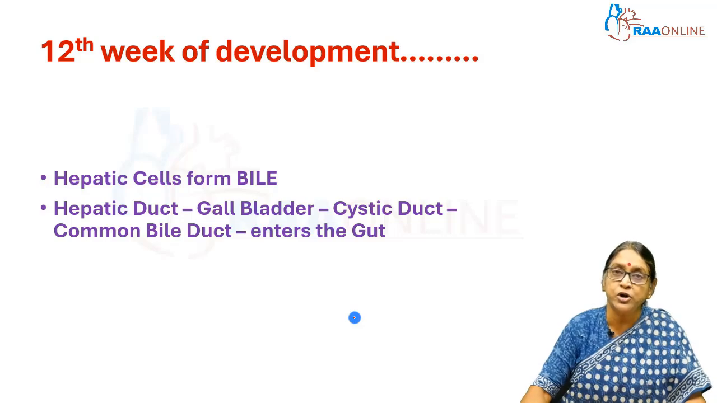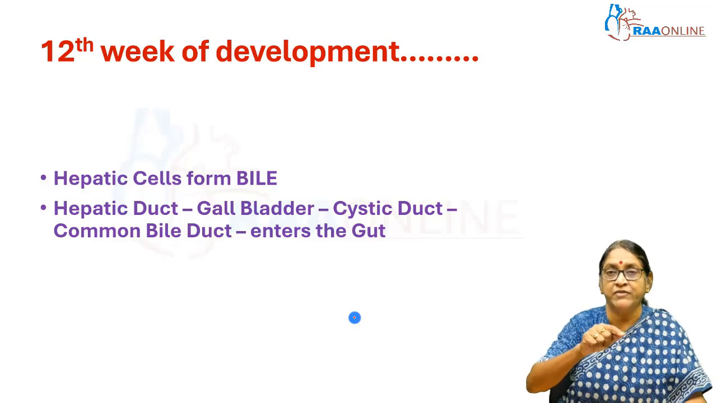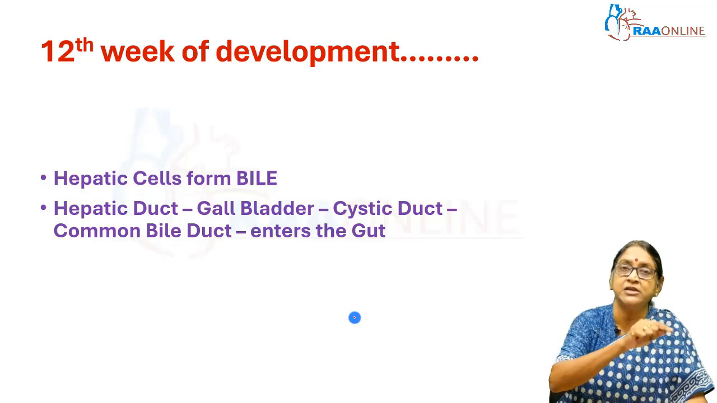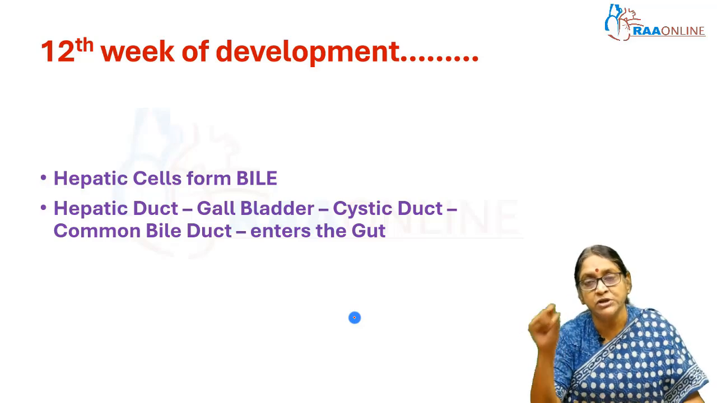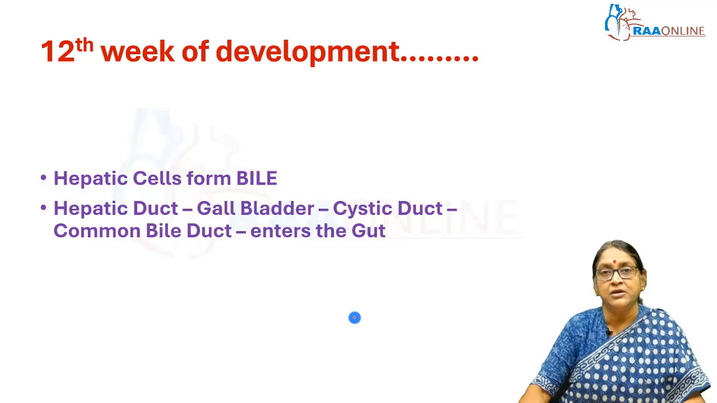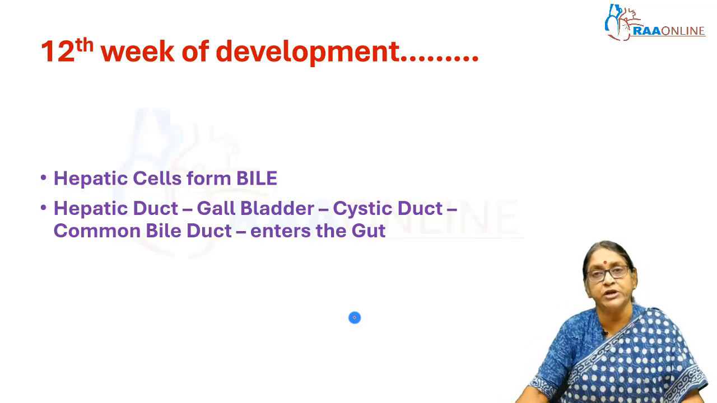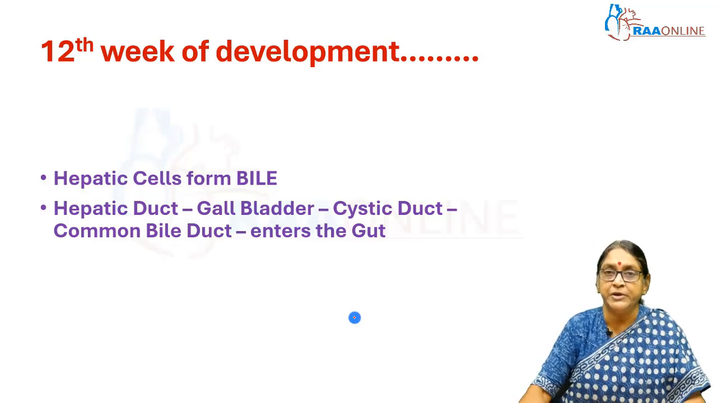And you will notice already we have had the biliary passage, we have had the bile duct, we have had the cystic duct, we have had the gallbladder, and what can be called the common bile duct later on enters into the gut. So, when the liver actually starts forming the bile, the biliary passage is quite well established and bile makes its way into the developing gut.